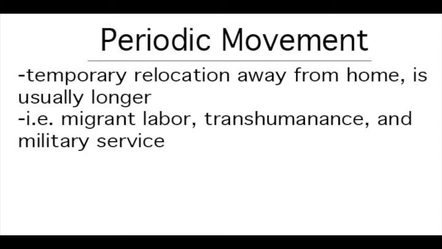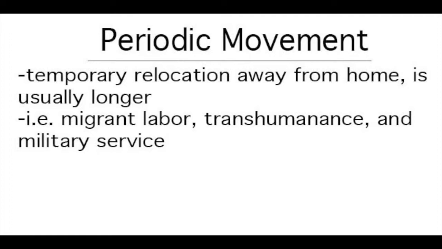Another type of movement is periodic movement, which involves a longer period of time away from home base. Migrant labor is an example of this. Many people move each year to the farm fields when it's ready for the crop harvest. Another example is transhumance, a type of pastoral farming in which ranchers move livestock according to seasonal availability of pastures. It usually involves a longer period of residential relocation.